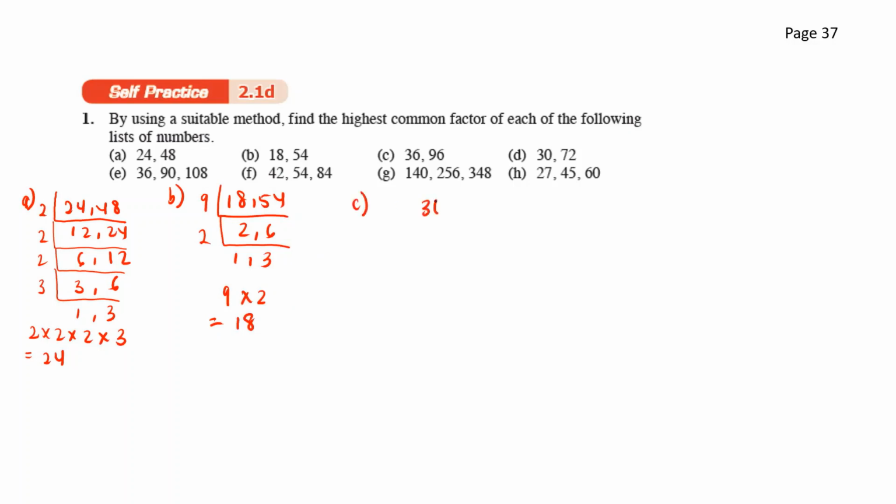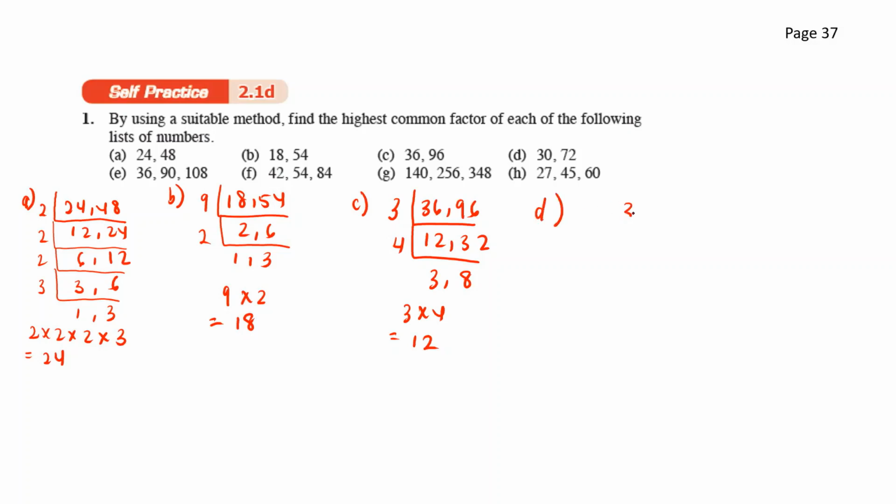For C, we have 36 and 96. Here we can divide it by 3. That will give us 12 and 32. So dividing this again by 4 will give us 3 and 8. But these two numbers cannot be divided by a common number. So we'll have 3 times 4. That will give us 12.